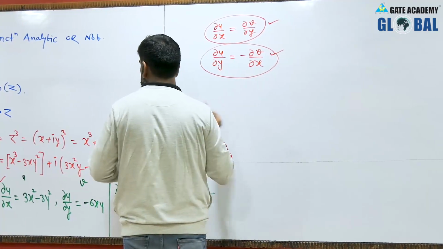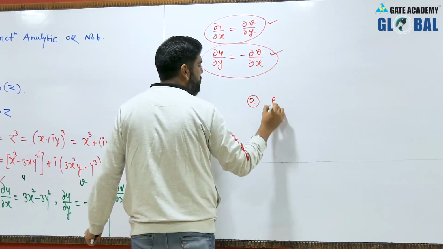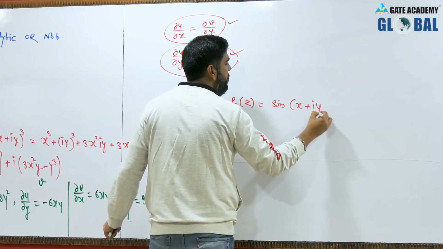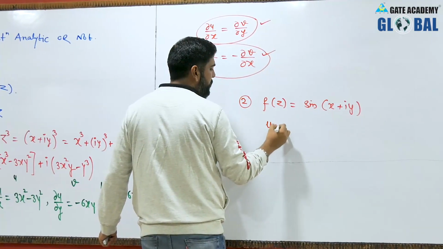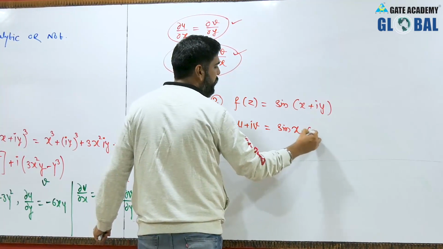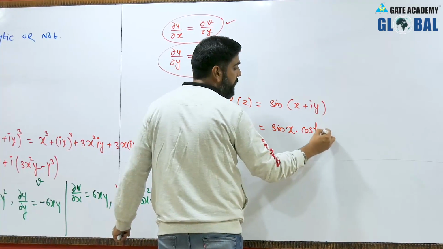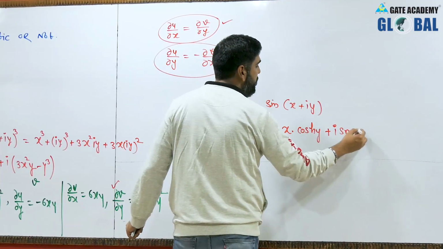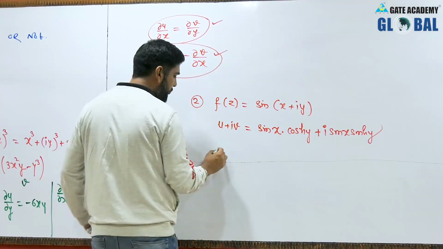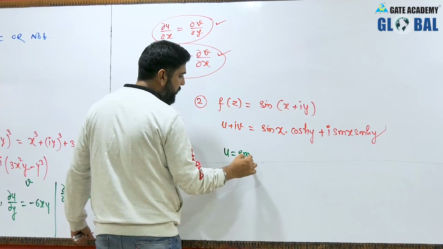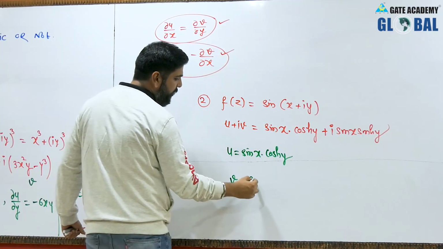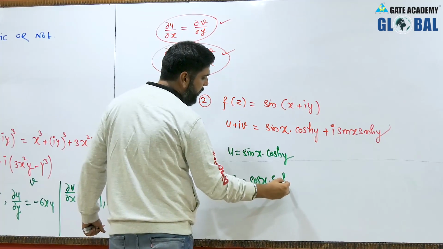So let us have number 2. I'm having f(z) is equal to sin z. So sin z is nothing but sin(x plus iy). We have done the separation, so I'm writing here u plus iv is nothing but sin a cos b, so sin x into cos iy is cos hyperbolic y, plus i sin x into sin hyperbolic y. So the real part is u is equal to sin x cos hyperbolic y, and the imaginary part is cos x into sin hyperbolic y.